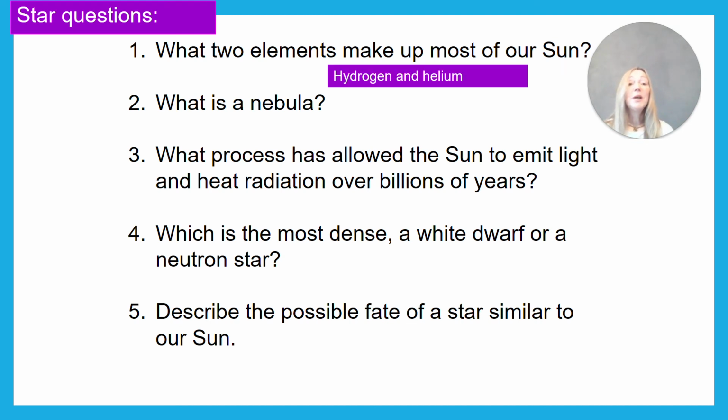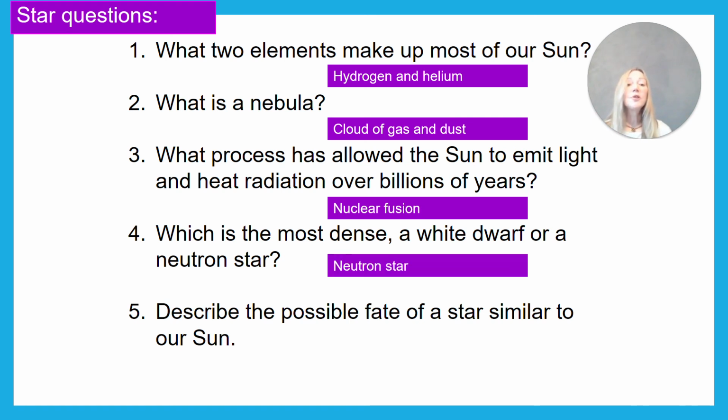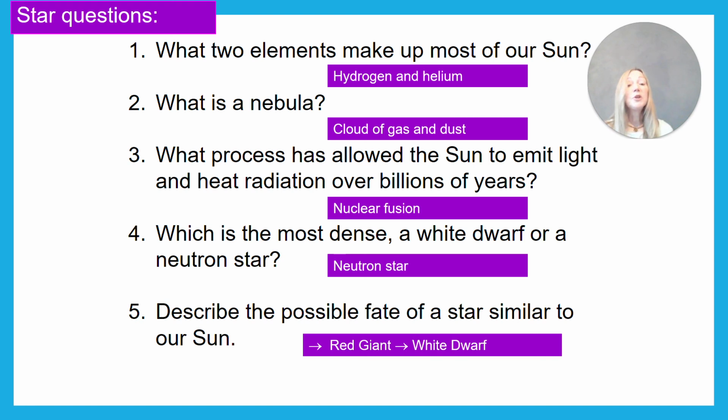So the 2 elements that make up most of our Sun are hydrogen and helium. A nebula is just a cloud of gas and dust, and the process which allows our Sun to emit light and heat radiation over billions of years is nuclear fusion. That is what keeps our stars alive. A neutron star is the most dense of all stars. And of course, the fate of our star is that it will turn into a red giant and then into a white dwarf.